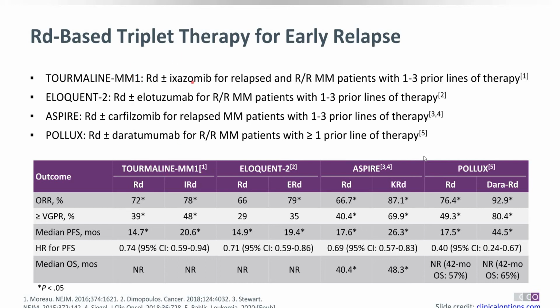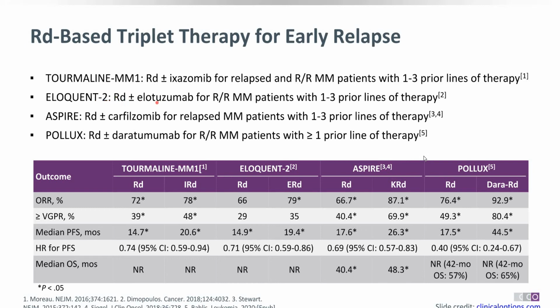In this trial they have added ixazomib. This is an oral PI which may come into the market in future, with 1 to 3 prior lines of therapy. So RD plus or minus ixazomib is the Tourmaline trial. If we combine elotuzumab with RD, that is Eloquent 2. Eloquent was the previous one I discussed in the previous slide. Eloquent was for bortezomib refractory patients.